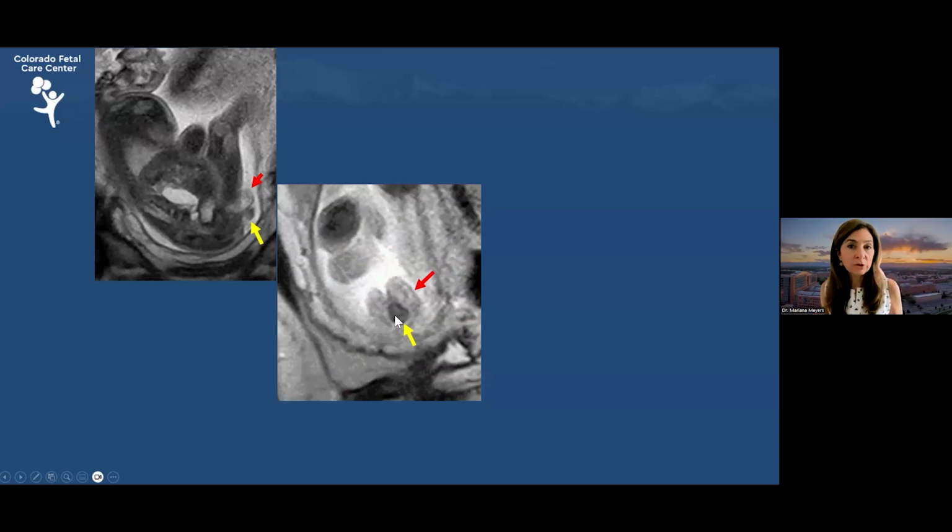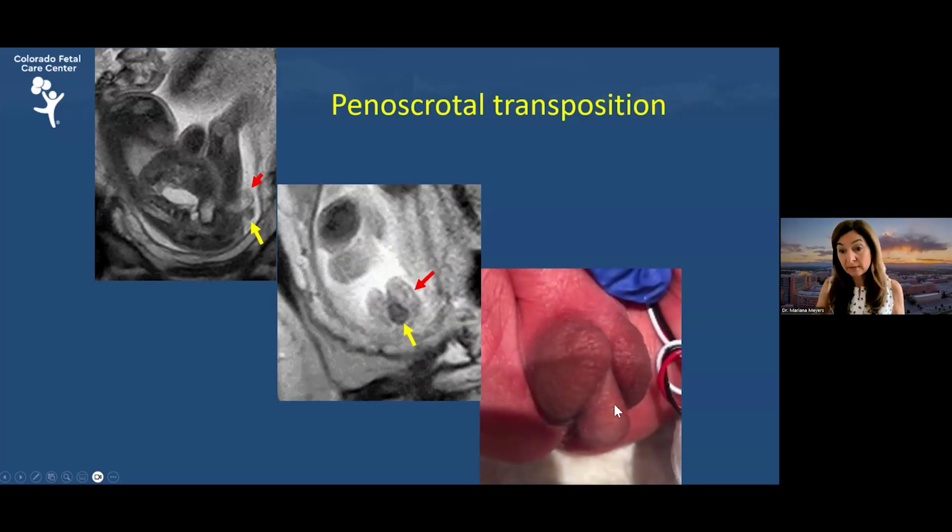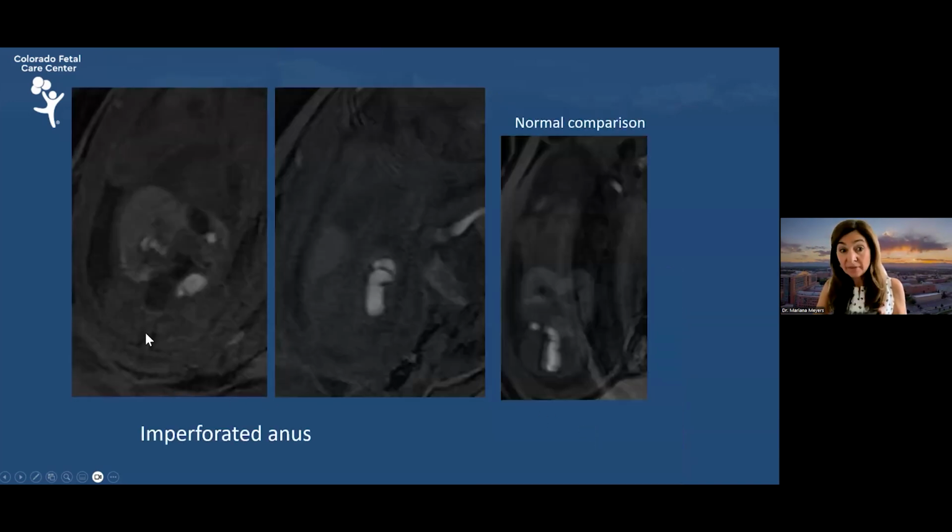So this is a case of penoscrotal transposition. And these are very rare. These are the most severe form of hypospadias because they have a proximal hypospadias close to the median raphe, and they require several stages of surgery for repair. So this is a picture of the actual baby. You can see the phallus again heading south and the 2 hemiscrotums at the top. So the situation is inverted. And this baby indeed had a proximal hypospadias. Not only that, but this baby also had imperforated anus. So in the T1 images, this is the right, this is the left.